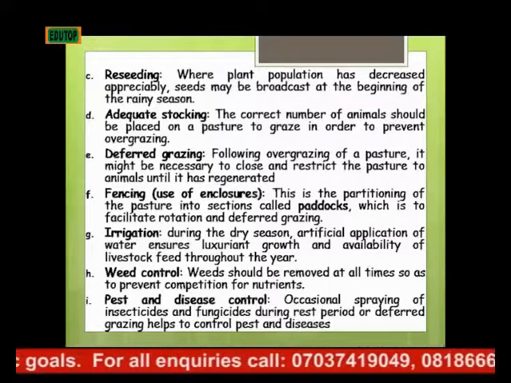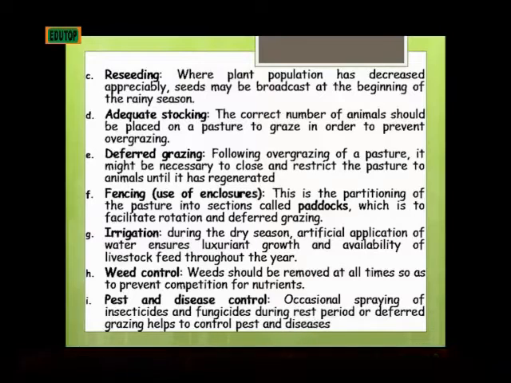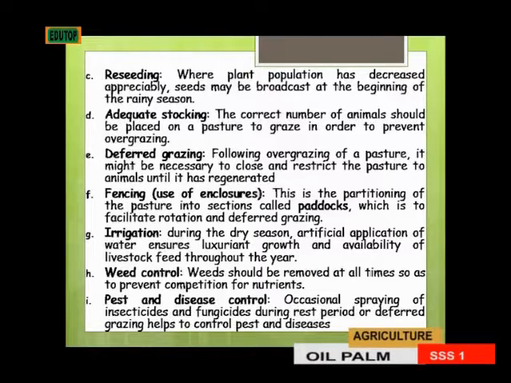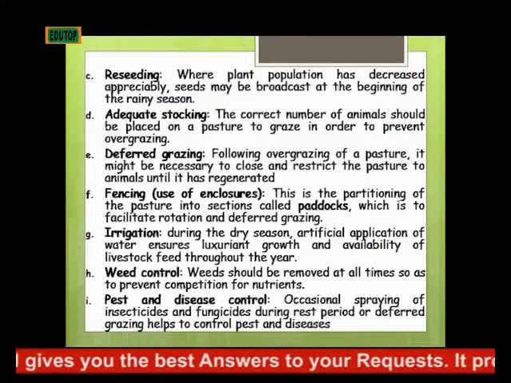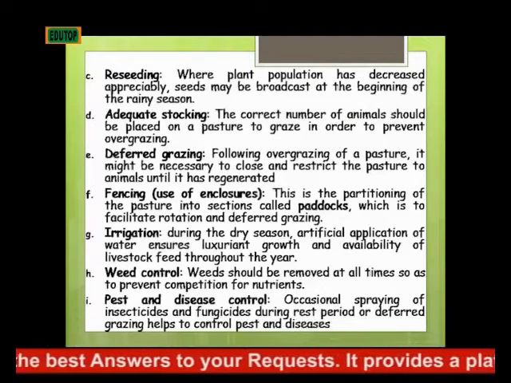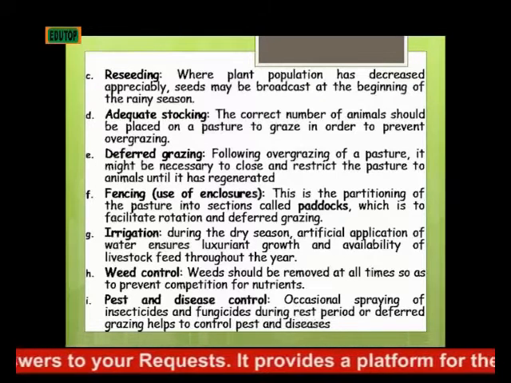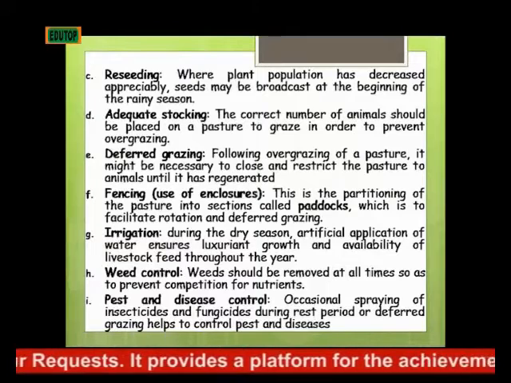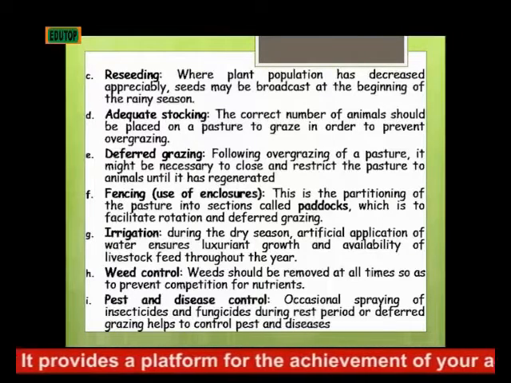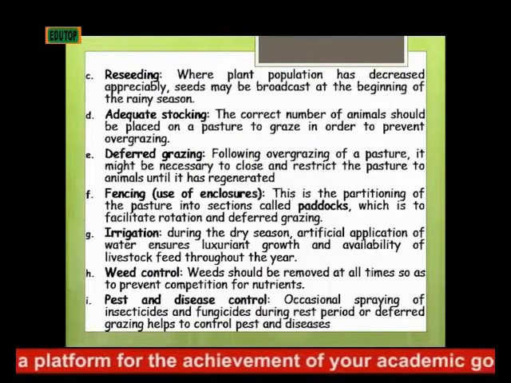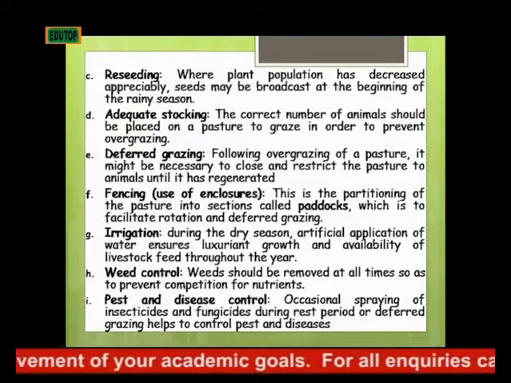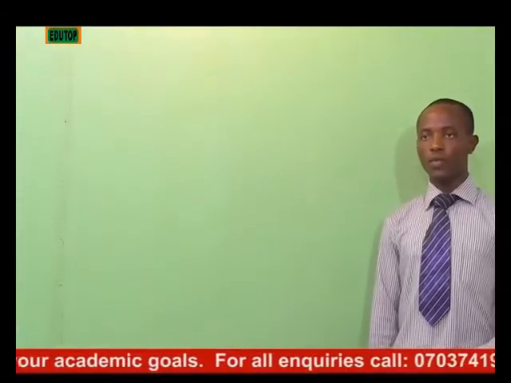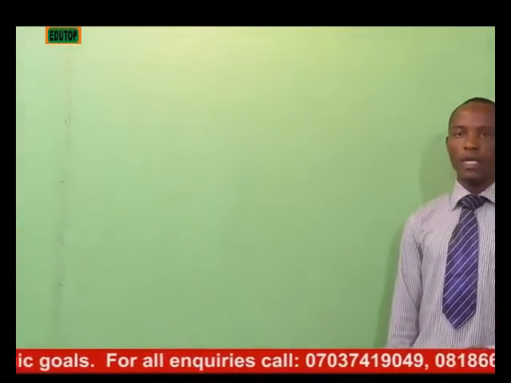year. Then the next practice is weed control, weeds should be removed at all times so as to prevent competition for nutrients. And then the next management practice is pest and disease control. Occasional spraying of insecticide and fungicide should be done during the rest period of the deferred grazing to help control pests and diseases. And with this, we'll come to the end of crop husbandry.